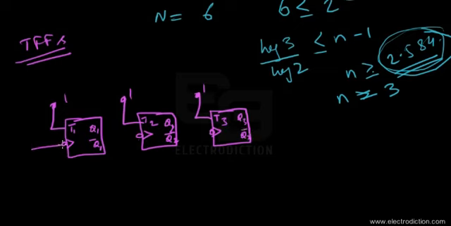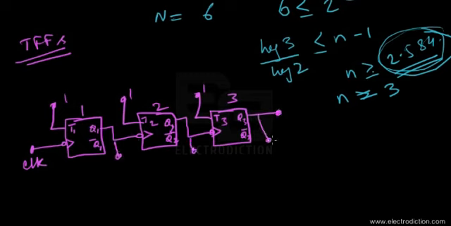Here we apply the actual clock signal to the input of the first flip-flop, while the Q output of the first flip-flop drives the clock of flip-flop 2, and then the Q output of the second flip-flop drives the clock of flip-flop 3. So that's the circuit, and we obtain the outputs right from the Q terminals.